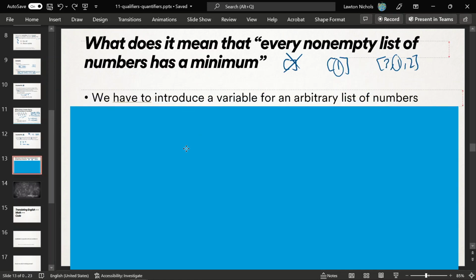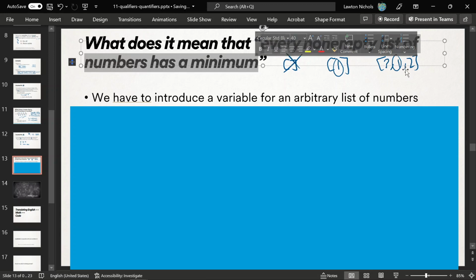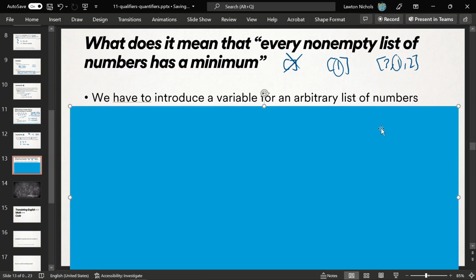So we have to introduce a variable for an arbitrary list of numbers, right? Because we want to be able to talk about every list of numbers. When it's non-empty, there's a minimum, right? That's our goal. So here's kind of how we'll do it in English.